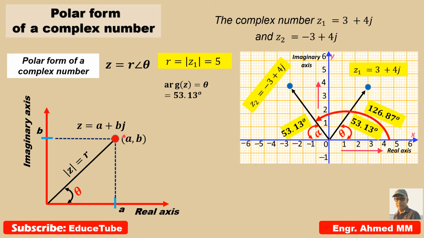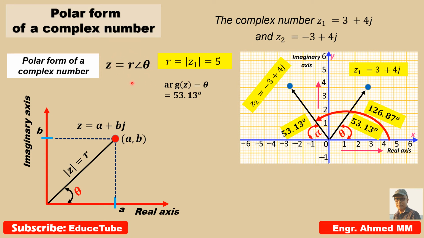Now here, already this is the same diagram. So we are trying to get this form, taking examples like Z1, Z2, so it will be very clear to us how to get this. So let's take this Z1, 3 plus 4j. Already we took it in the previous slide. Already we calculated 53.13 degrees. This is the argument, and for the second one, this is the argument.